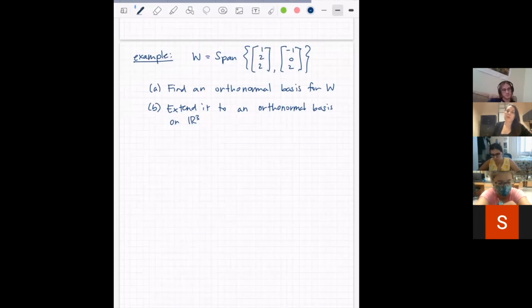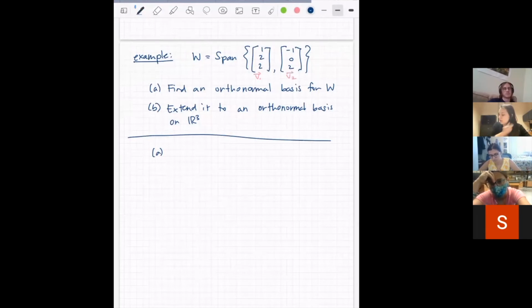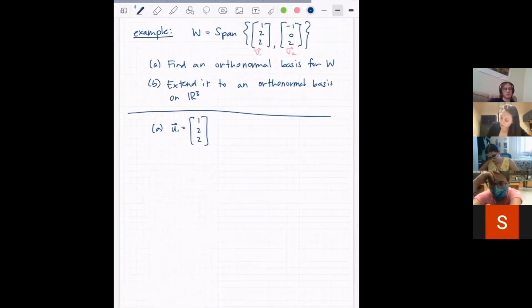Okay, so the first part is straightforward. First we use Gram-Schmidt. So this is a solution. Right, so let's label our vectors because that will be nice. So this will be V1 and that will be V2. And we take U1, so there's only two of them, so this shouldn't be too terribly painful. U1 will be V1, so it'll be 1, 2, 2. And U2 will be V2 minus V2 dot U1 over U1 dot U1 times U1.